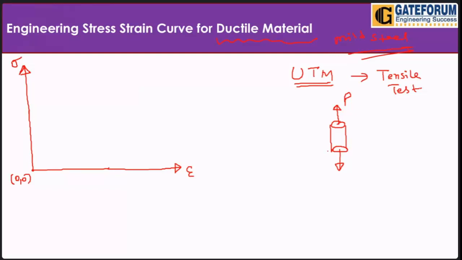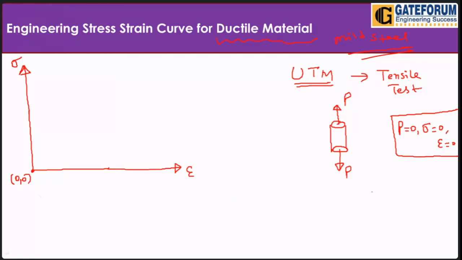Now just look here. Suppose initially the value of load is 0, P will be 0. What will happen to the stress? I know stress is load upon area, so it will also be 0. And what about strain? Strain will also be 0. So initially when load is 0, stress and strain are both 0. So here we have the first point, 0, 0.